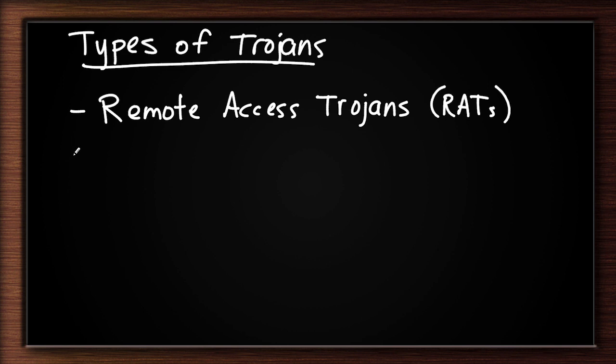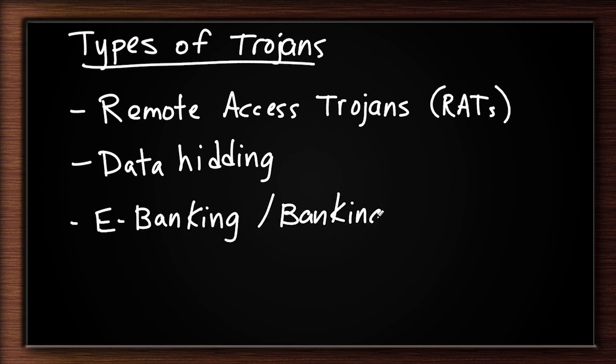There's another type, call it a Trojan horse for data hiding. The idea behind this type of Trojan is to hide the user's data, right? Another type of Trojan is e-banking Trojans. Those are Trojans that intercept and use the victim's banking information for financial gain, right? There are also Trojans that have been designed to cause denial of service attacks as well, right?